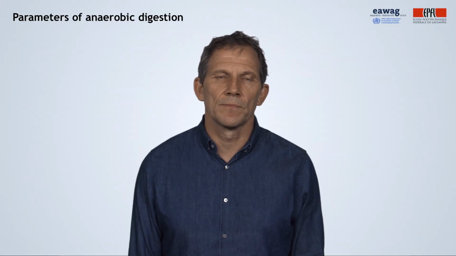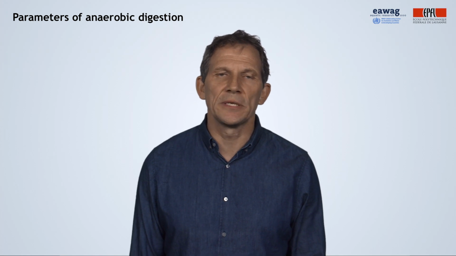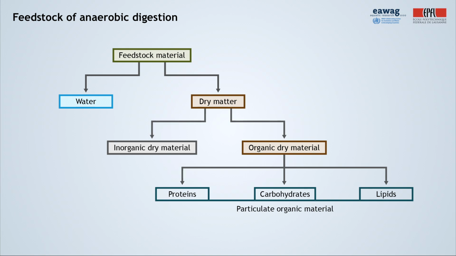Now let us look at the parameters and operational conditions and how these influence the anaerobic digestion process. Let's start with the feedstock, also called the raw material or input material. We can distinguish between the solid content and the water content. The dry matter is also what we call total solids. Now, some of these total solids will be biodegradable and some won't. In this context it is, of course, the biodegradable organic fraction that is relevant, and this we call volatile solids.